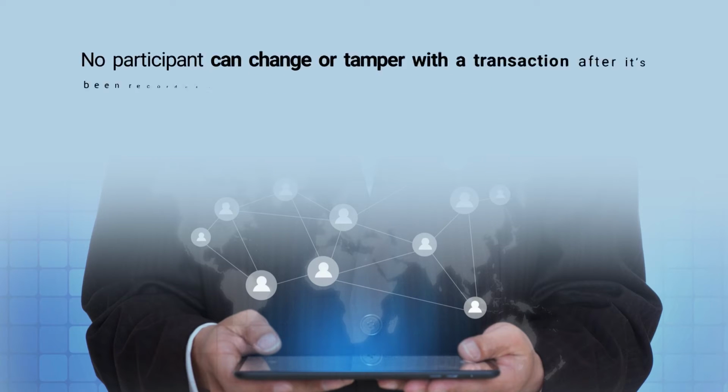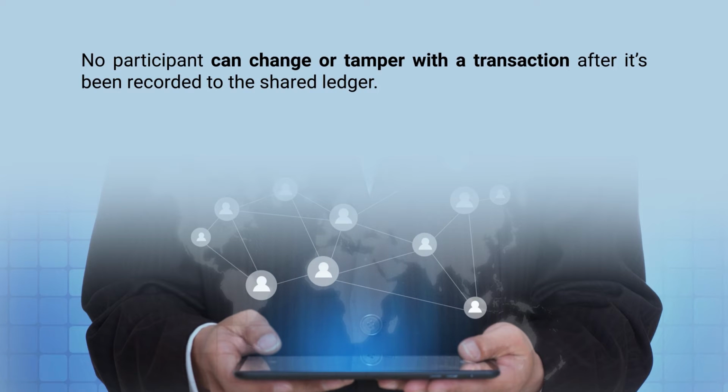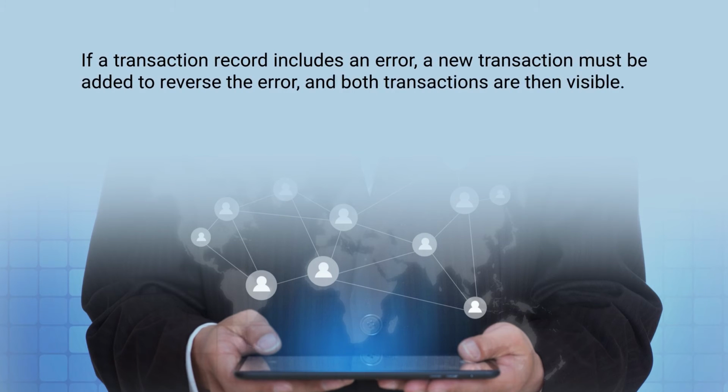What are immutable records? No participant can change or tamper with a transaction after it has been recorded to the shared ledger. If a transaction record includes an error, a new transaction must be added to reverse the error, and both transactions are then visible.